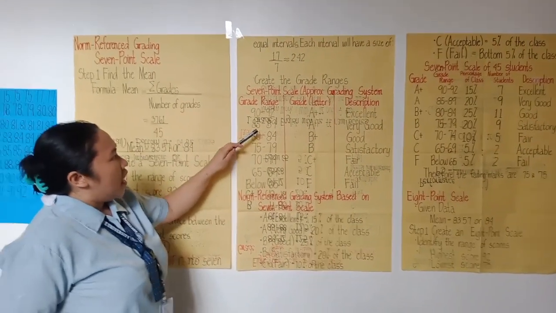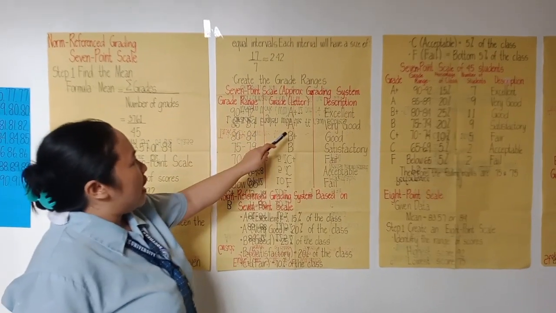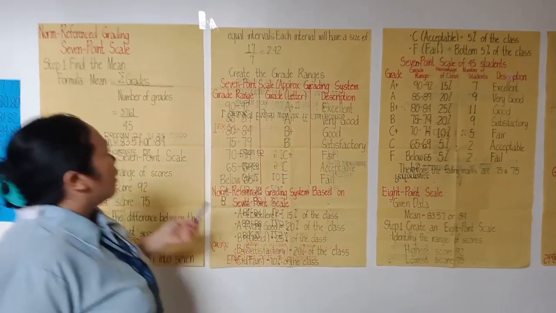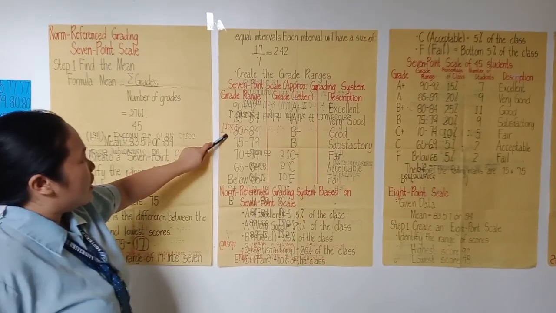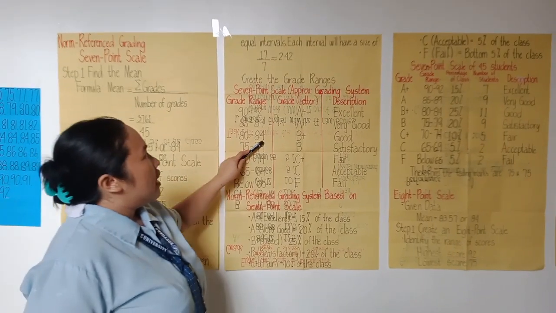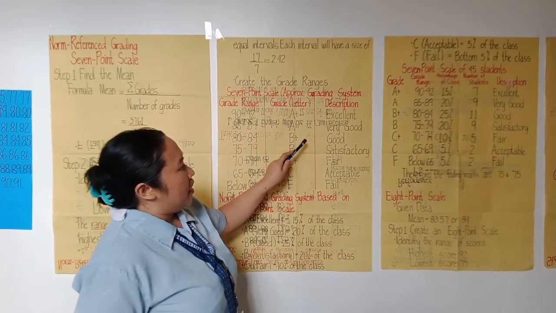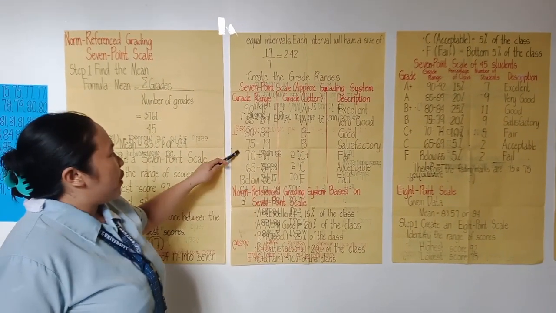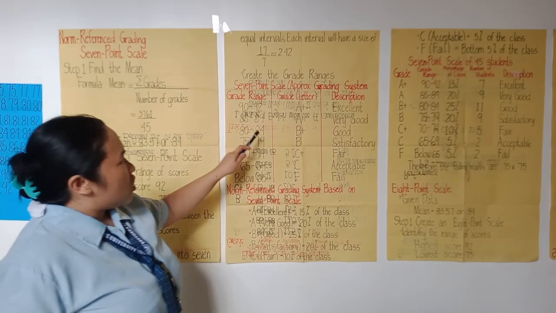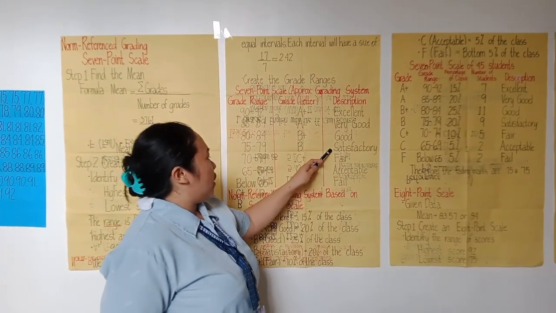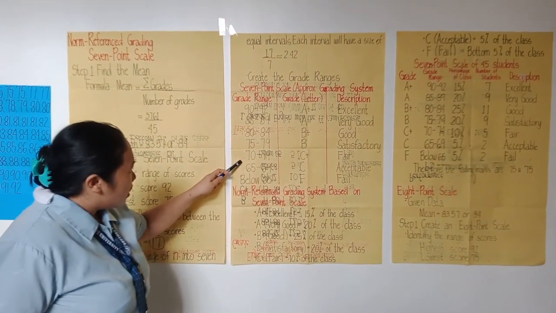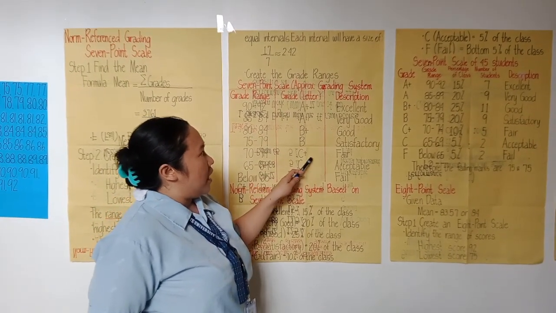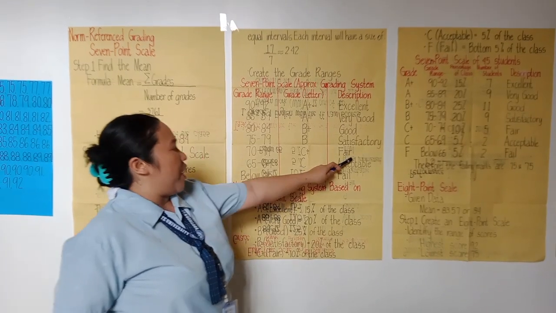Then second is 85 to 89, which corresponds to grade letter A. The description is very good. Then the third grade range is 80 to 84, which corresponds to B plus and is described as good. Next is 75 to 79, which corresponds to grade letter B, and it is satisfactory. Next is 70 to 74, grade letter C plus, described as fair.